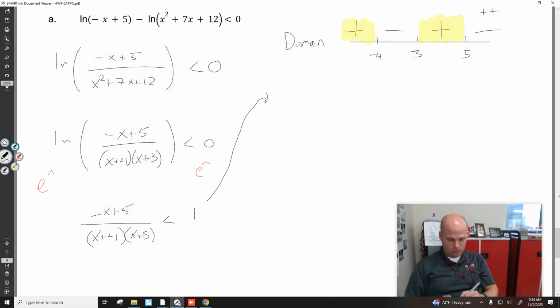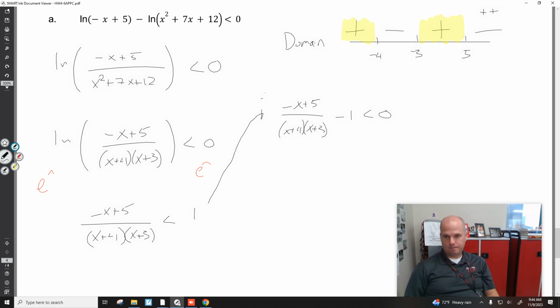So I got to leave some space here because we need another number line eventually. So I'm going to write this as negative x plus 5 over x plus 4, x plus 3, minus 1 is less than 0. Okay? Now, what do we do here? Well, we want to combine these two to be one common denominator, one rational function. So what I'm going to do is multiply this minus 1 by the denominator x plus 4, x plus 3.